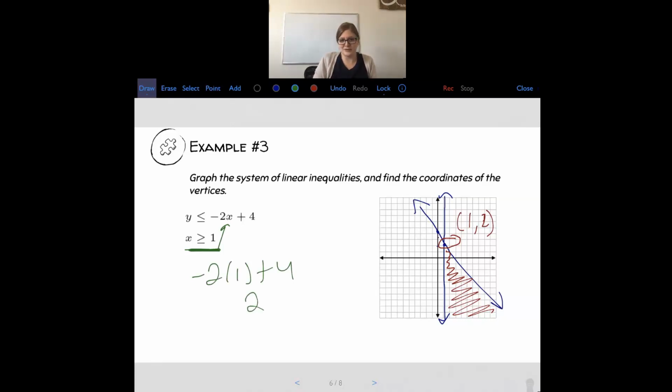We'll talk more about solving linear systems, not inequalities, later on. But either using the graph or substituting the value we know into the other equation works, because this point here is where both of them are the same.